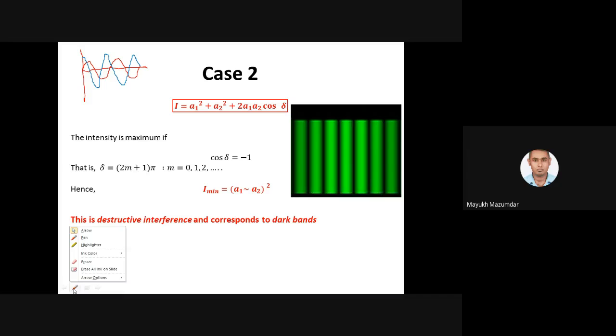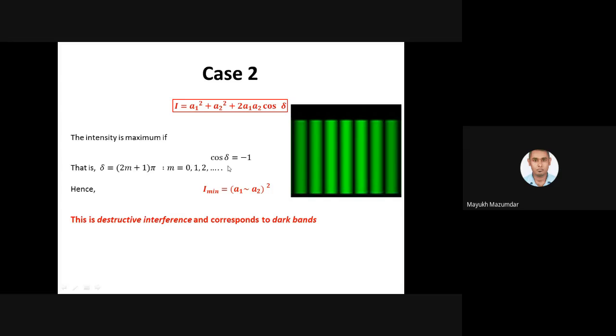If a1 is 4, a2 is 5, the difference is, I'm taking 1, not -1. I'm just taking the modulus of the difference. Got it? So this sign means the difference. See, at the end we have squared it, so it doesn't matter whether it is minus or plus.